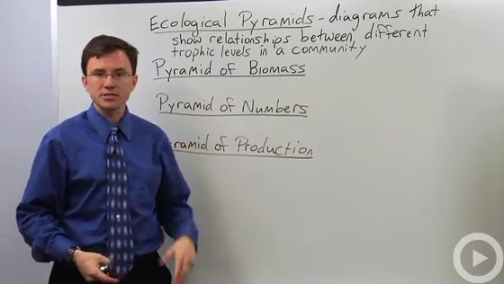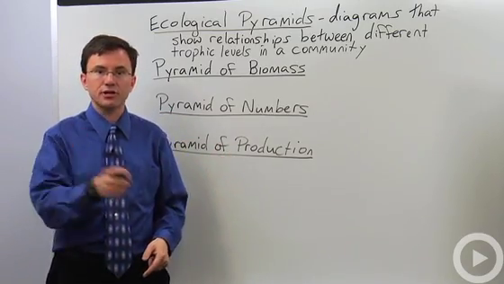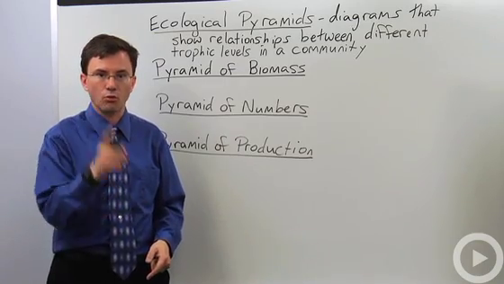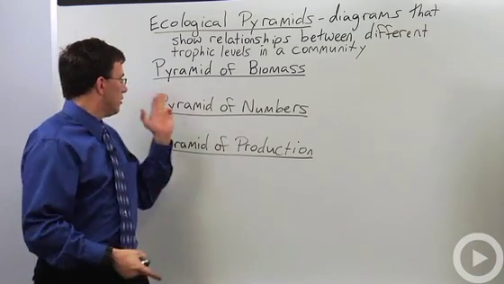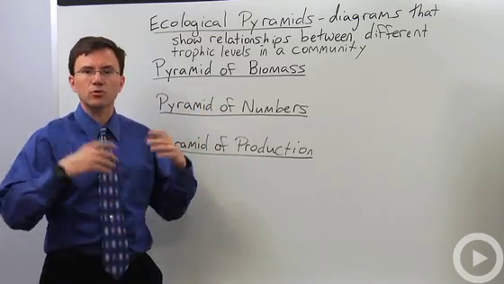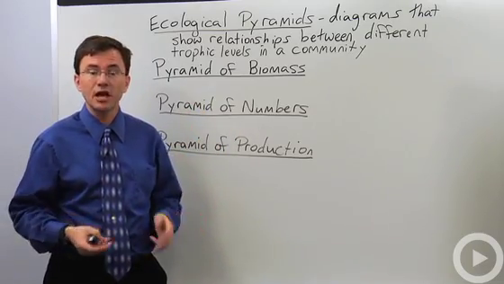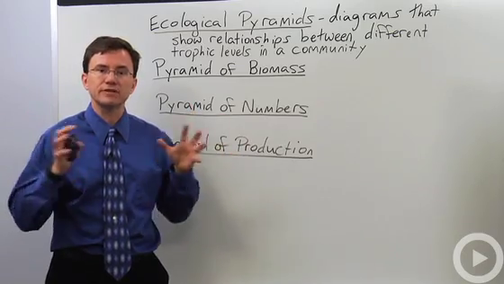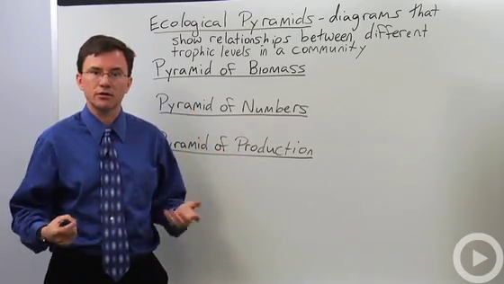A pyramid of numbers is what it sounds like. You count the number of producers in a particular area, like 1, 2, 3, many. Pyramid of production is sometimes called an energy pyramid or sometimes a pyramid of productivity. And what that shows is how much energy is available at each level in the community.